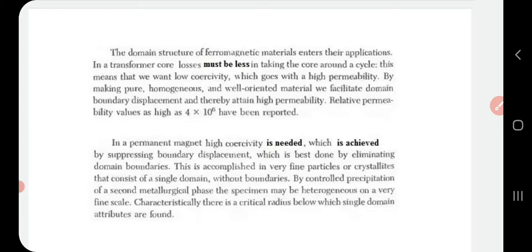Now some of the applications of the presence of domains in ferromagnetic material. One is in the case of a transformer core. In a transformer core, loss must be less, taking the core around a cycle. This means we need a material with a low coercivity, or a material that offers high permeability. By making pure, homogeneous and well-oriented material, we will be able to facilitate domain boundary displacement and thereby attain high permeability. That is how we obtain a material with low coercivity. Low coercivity means high permeability.